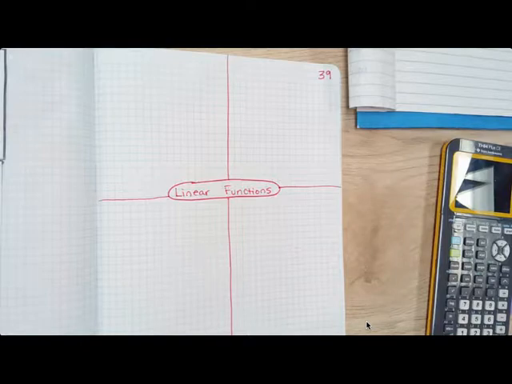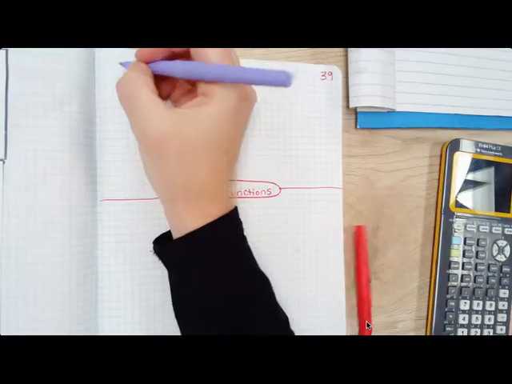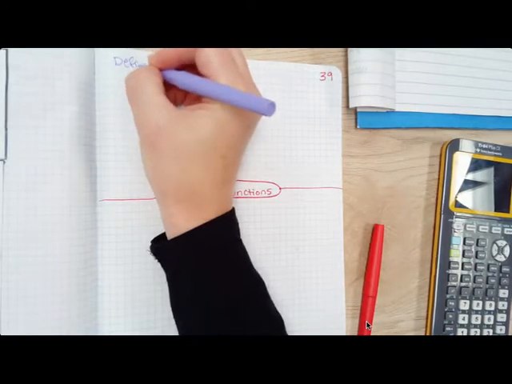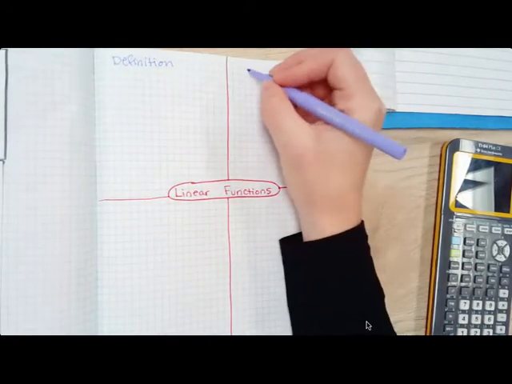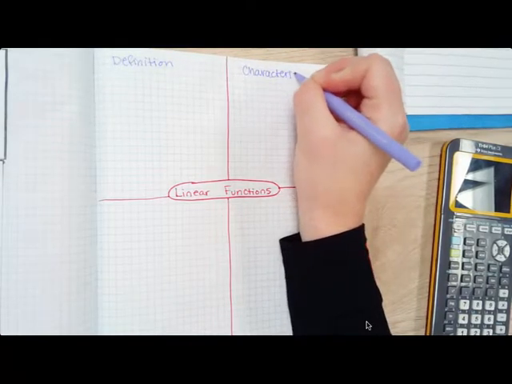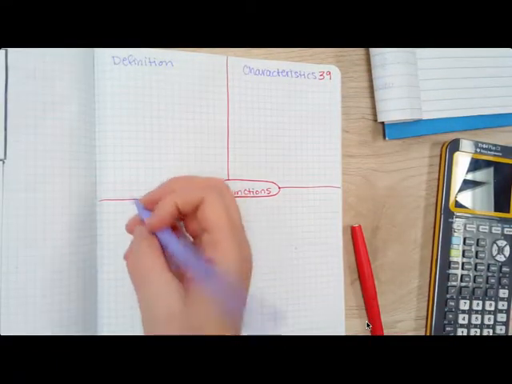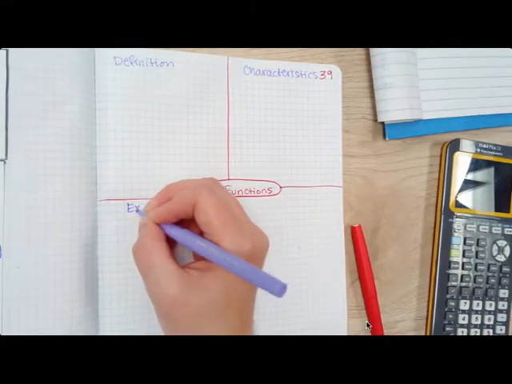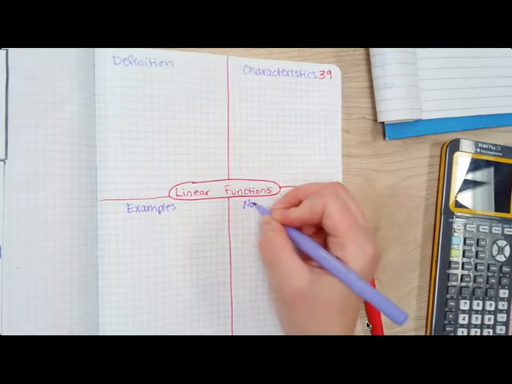Okay, so the first thing will be the definition, top left. Second one is characteristics. And then we'll have examples and non-examples.